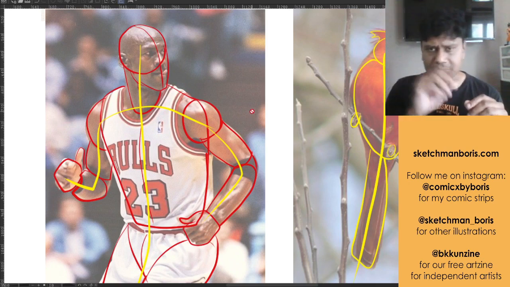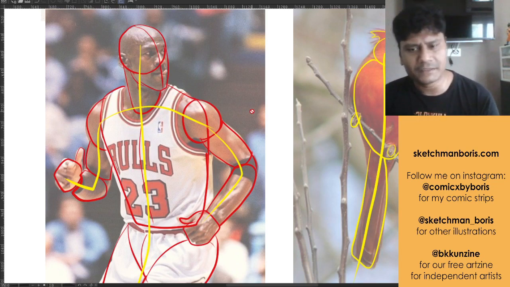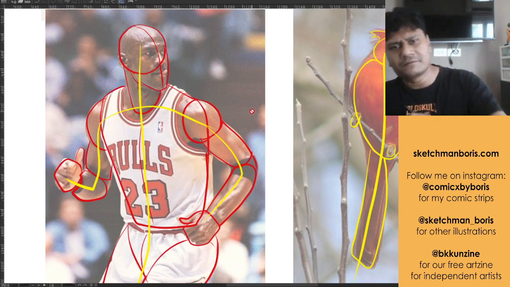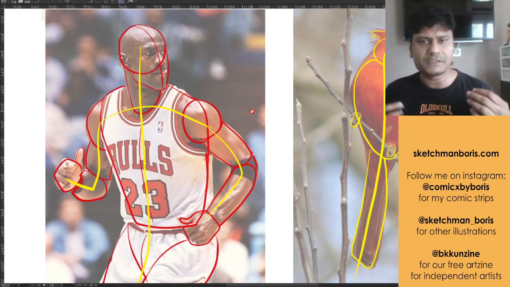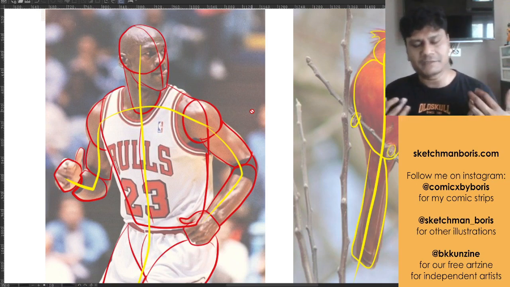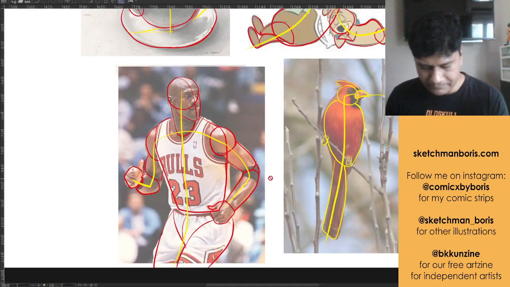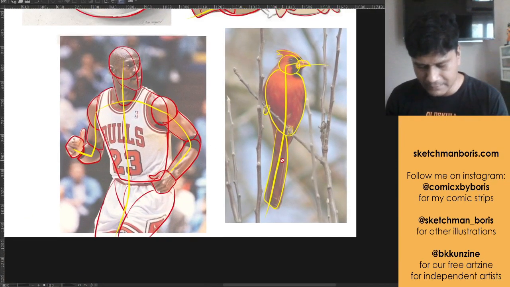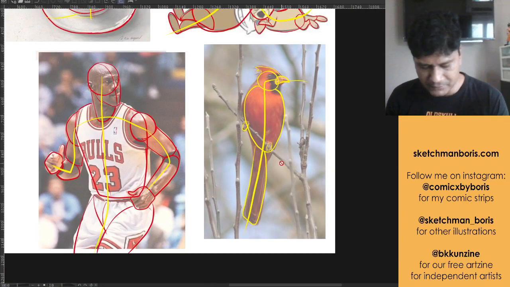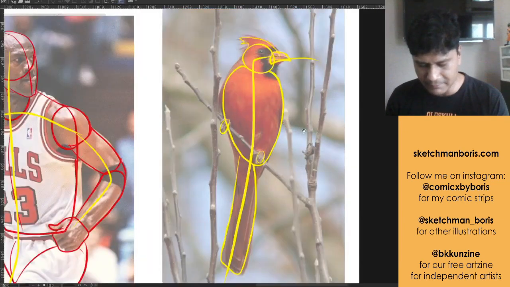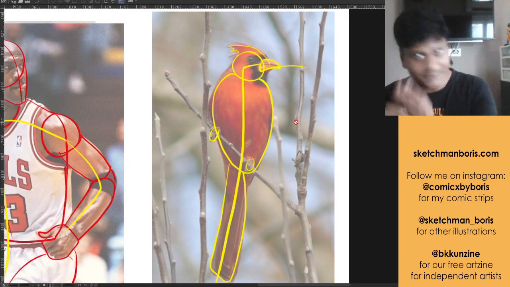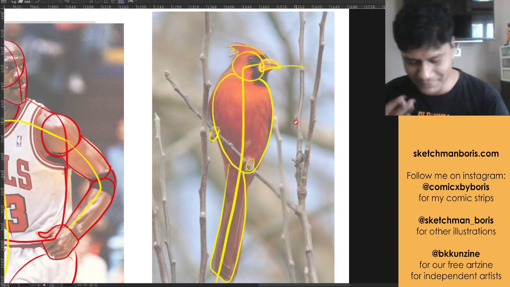And when it comes to the yellow line, this is something that I've previously covered, which is the skeleton simplified as a stick figure. So let's look at the animal, and it's the same. I've just chosen to draw everything in yellow because the animal is already in a reddish color.